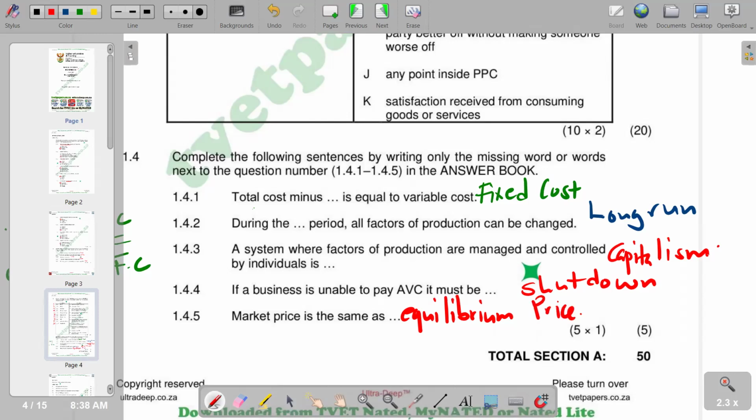So basically, this is what we have, guys, according to section A of the question paper of June 2025.